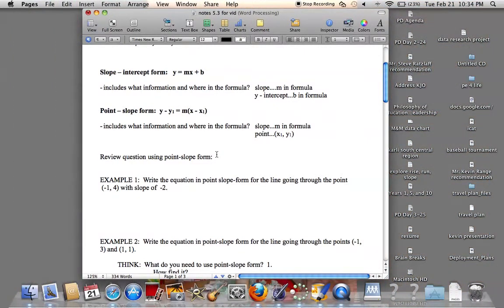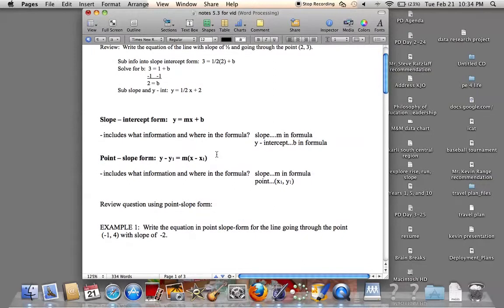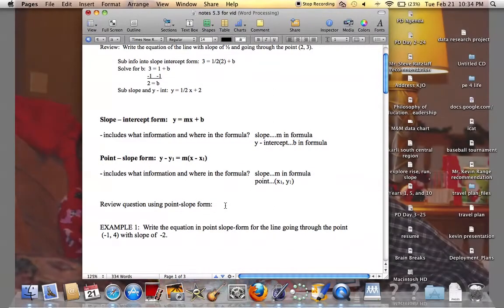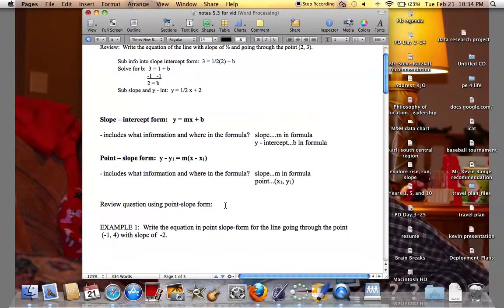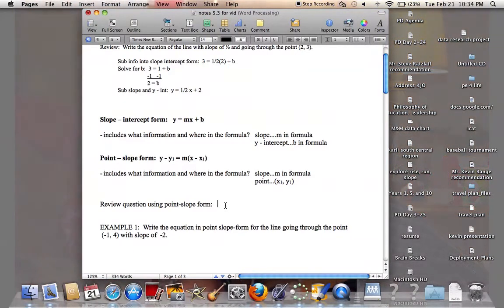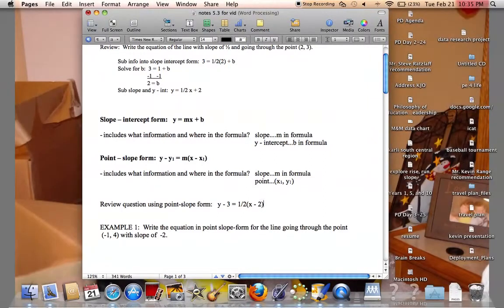And so if we look back at the question up above and we want to use this new equation using that information, we would leave the y and we would go y minus the y coordinate of the ordered pair, so 3, equals the slope 1/2 with parentheses, then x minus whatever the x coordinate of our ordered pair is. So up above it is a 2. That equation is now in point-slope form.